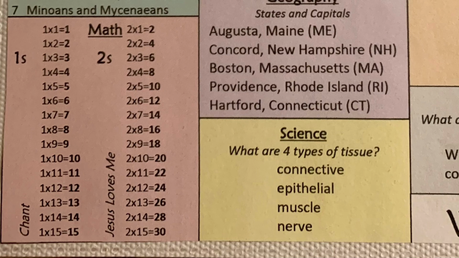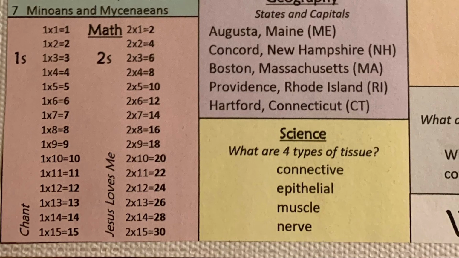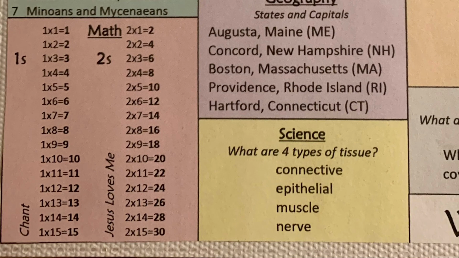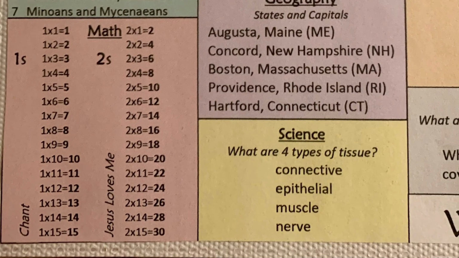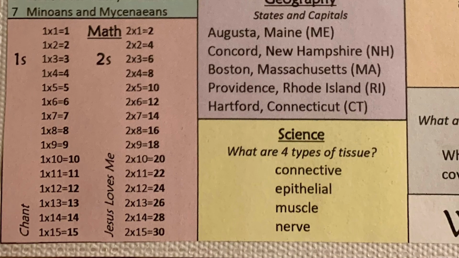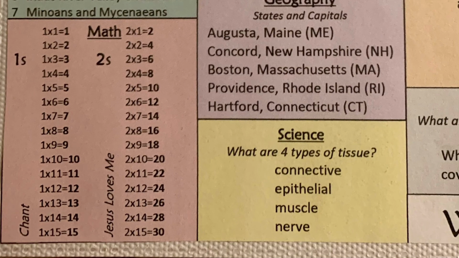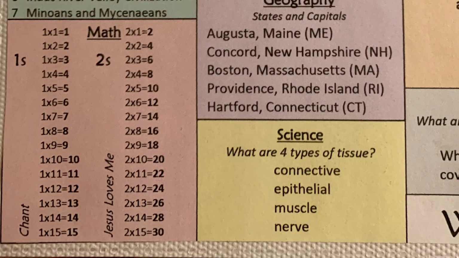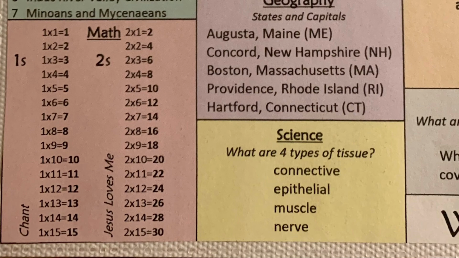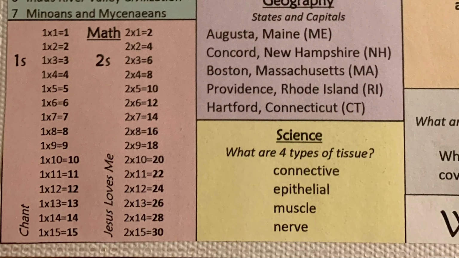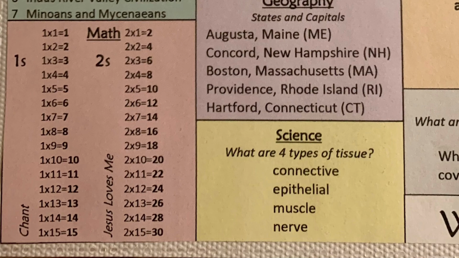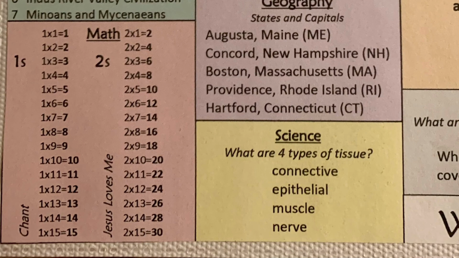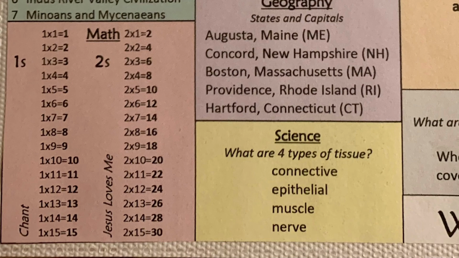1 times 1 is 1. 1 times 2 is 2. 1 times 3 is 3. 1 times 4 is 4. 1 times 5 is 5. 1 times 6 is 6. 1 times 7 is 7. 1 times 8 is 8. 1 times 9 is 9. 1 times 10 is 10. 1 times 11 is 11. 1 times 12 is 12. 1 times 13 is 13. 1 times 14 is 14. 1 times 15 is 15.